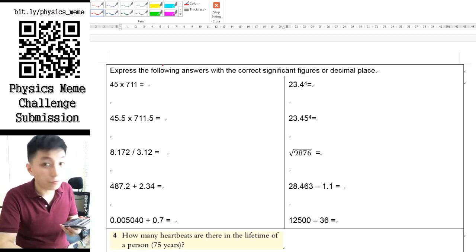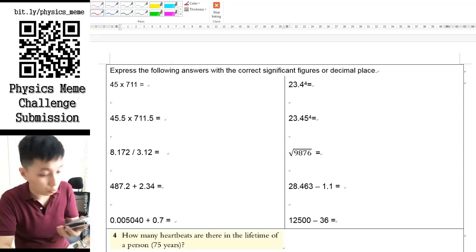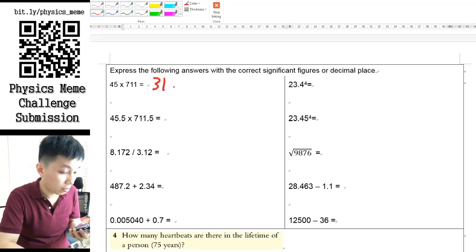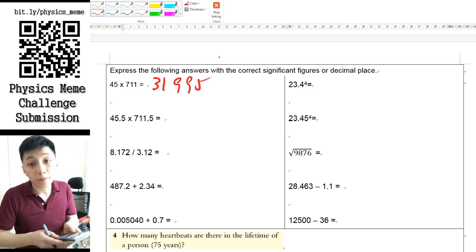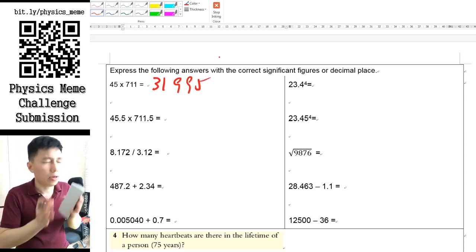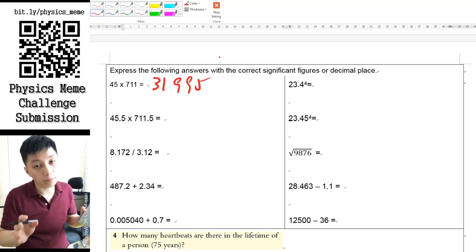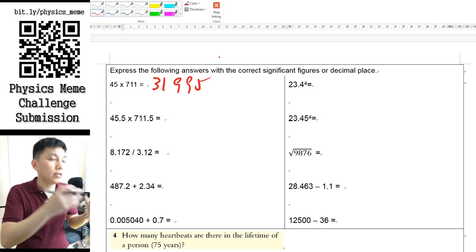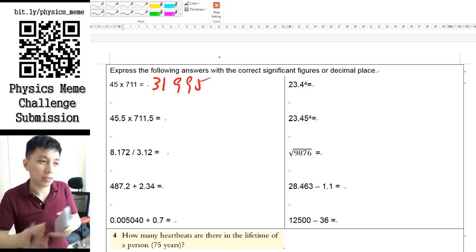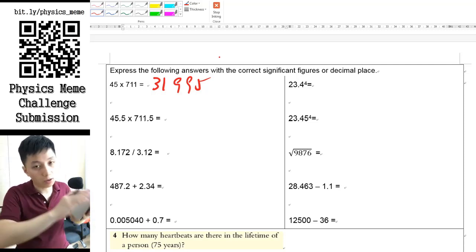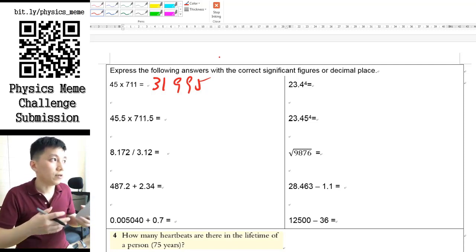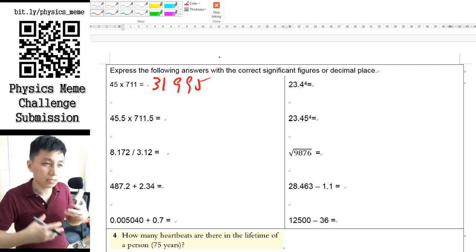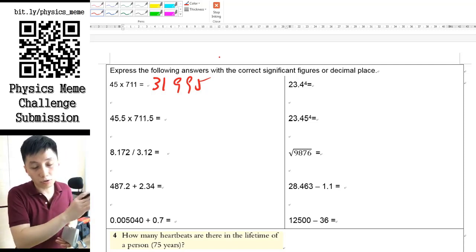Okay, so if you try to use your calculator, you will be able to find the answer as 31995. However, we should not express it with the whole number, if you are doing the final answer. Of course, if later on you have to calculate some other things, then it's totally fine. You can take this whole value.